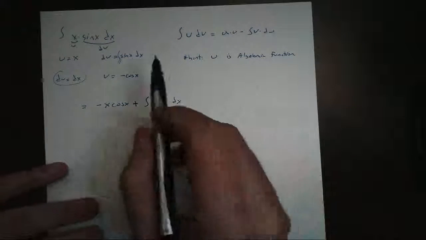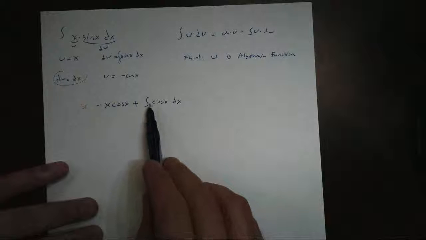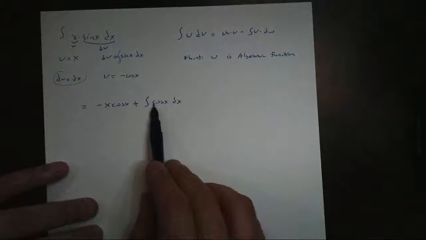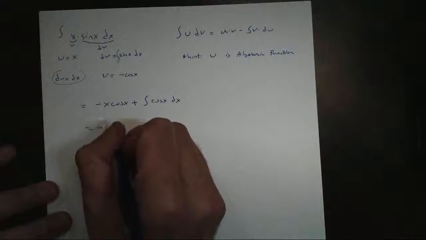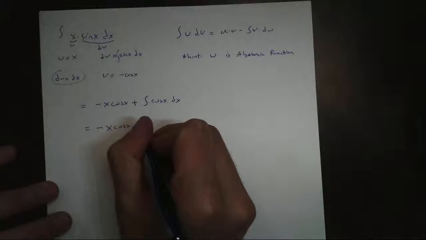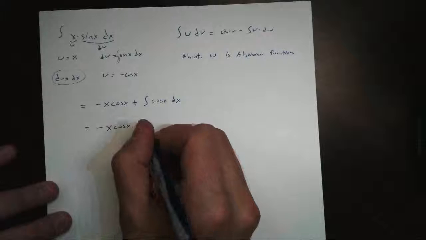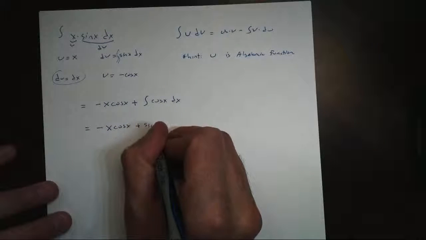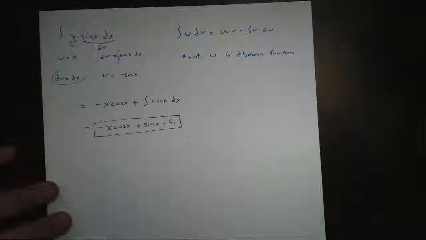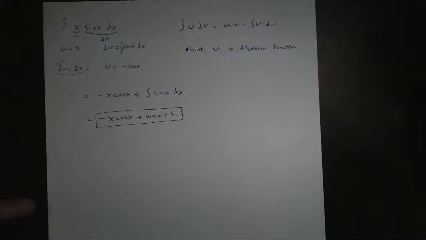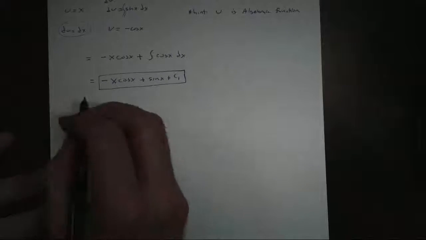And if you notice, if you choose the right u, it'll go away inside the second integral right over here. So we get negative x cosine of x, and what's the antiderivative of cosine? Sine. So we get plus sine of x plus c1. And there's our antiderivative here. So let's take a look at a slightly more complicated one.